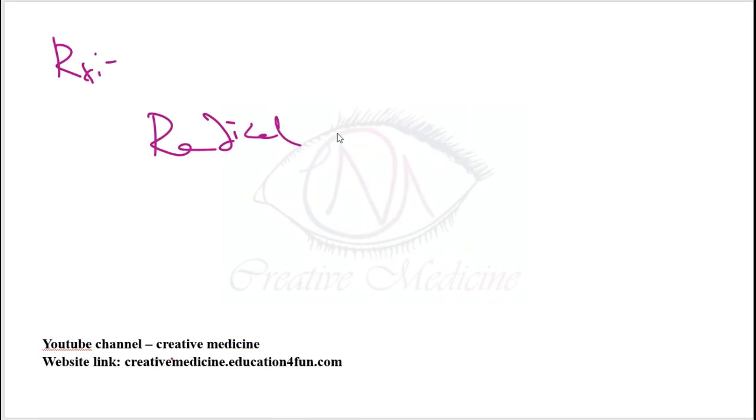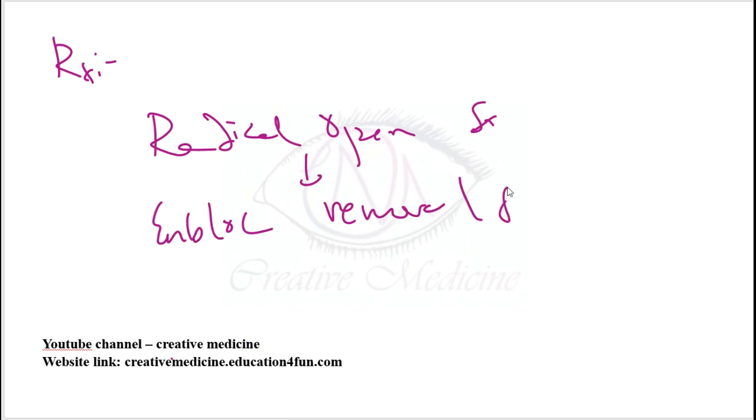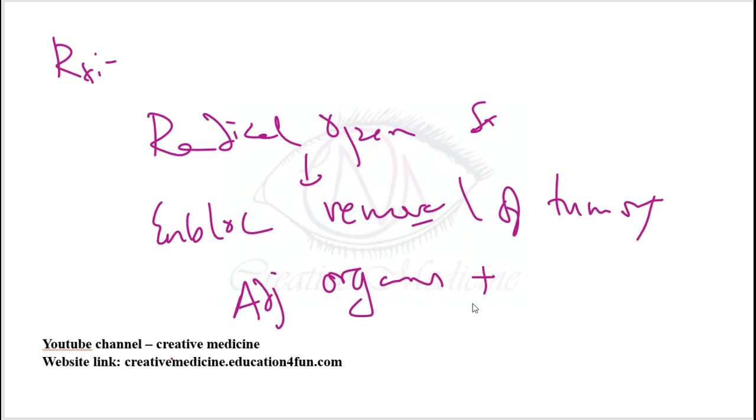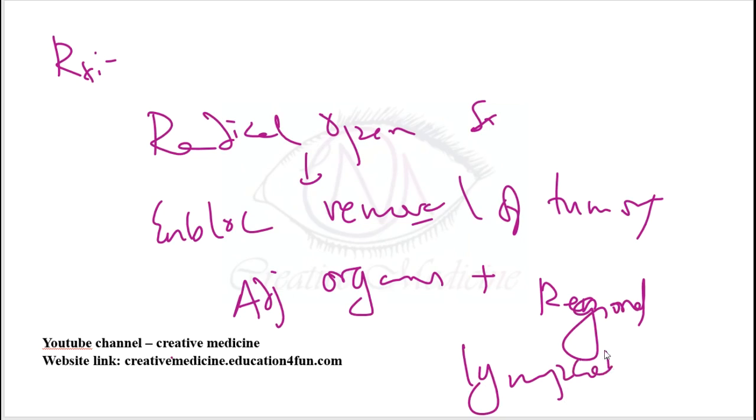Treatment can be done by radical open surgery, where you will do en bloc removal of the organ. You will en bloc remove the tumor, and also you will have to remove the adjacent organs which are involved in metastasis. And if there are any regional lymph nodes which are positive, then regional lymphadenectomy should be done in these patients.